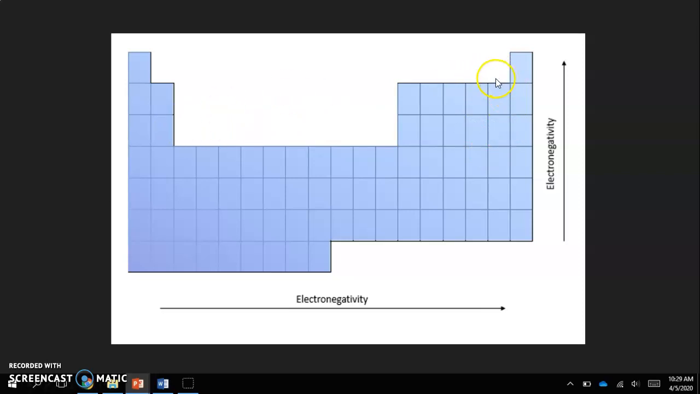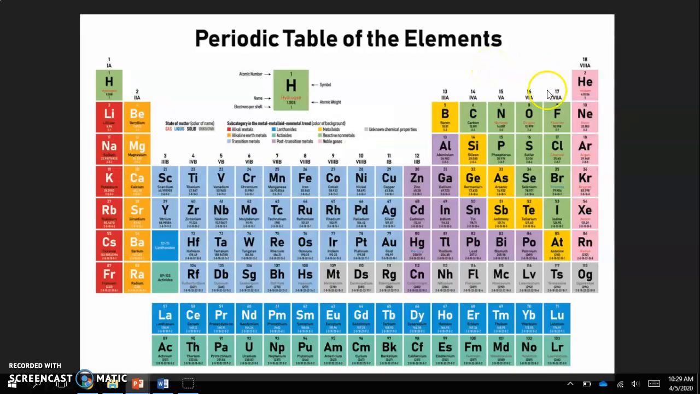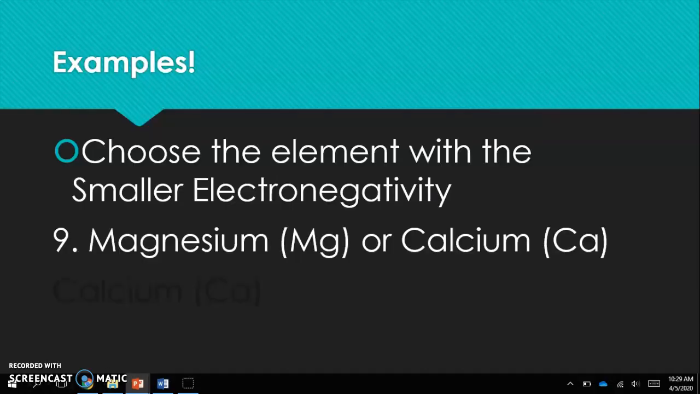So our halogens are very electronegative, right? So up here, fluorine is going to be our most electronegative atom, okay? Because again, just like our ionization energy, it increases as we go from the left to the right and from the bottom to the top. So here's some examples, or one example. It says choose the element with the smaller electronegativity, magnesium or calcium.